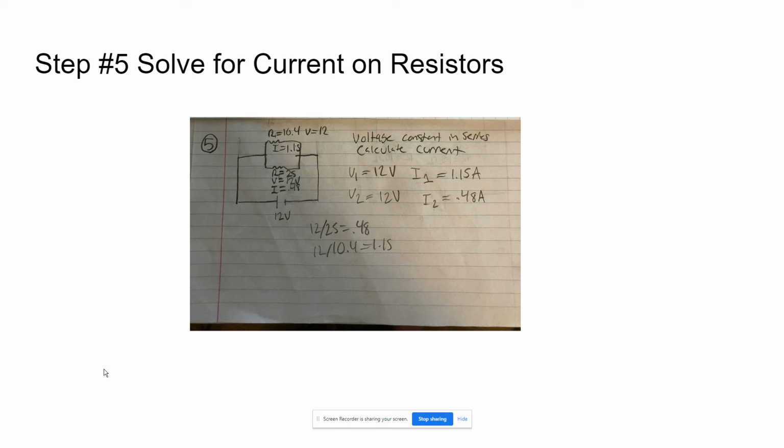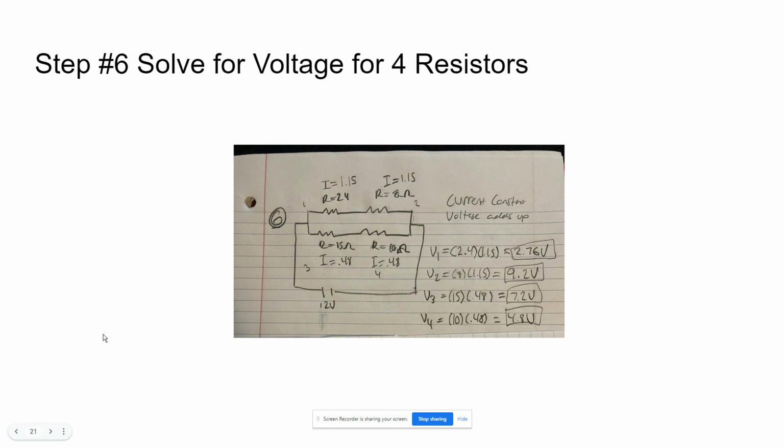Now you are going to basically work in reverse, building back the circuit to its former shape in order to find the voltage and current at the original resistors. Since we are switching to parallel, voltage remains constant and the resistance is the previous resistance we calculated. So 10.4 for the top and 25 for the bottom. Simply calculate current by dividing the voltage by resistance. The top is 1.15 and the bottom is 0.48 amps.